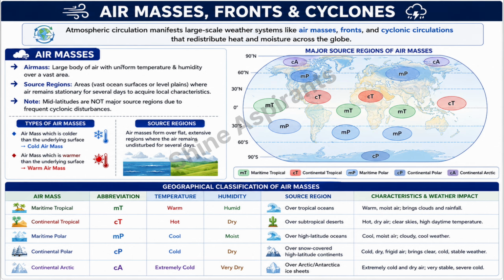Maritime polar, mP: cool, moist, source over high latitude oceans. Continental polar, cP: cold, dry, frigid, source over snow-covered high latitude continents. Continental Arctic, cA: extremely cold and dry, source over Arctic and Antarctic ice sheets.